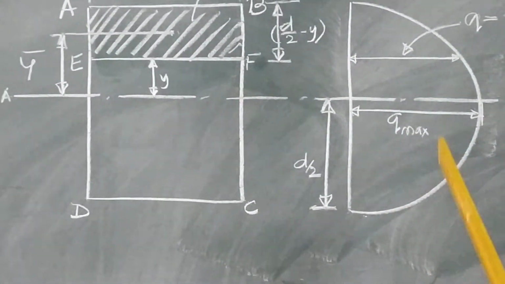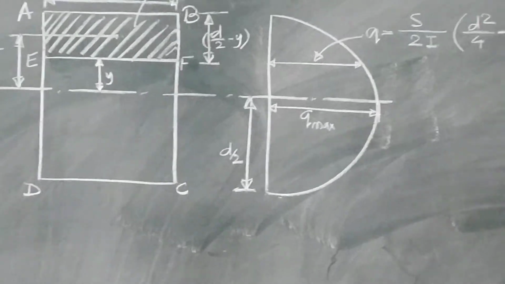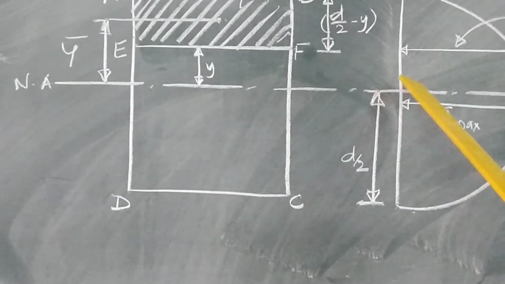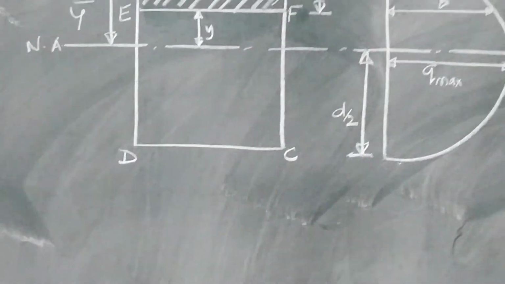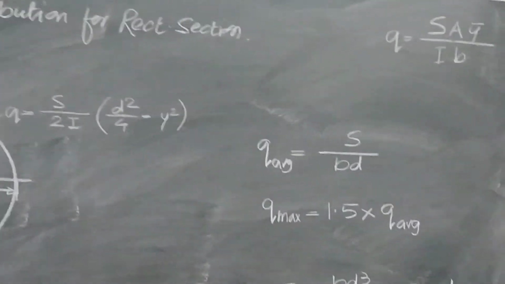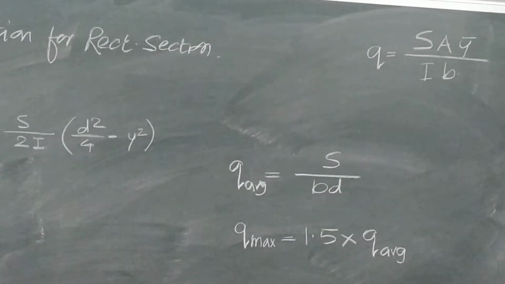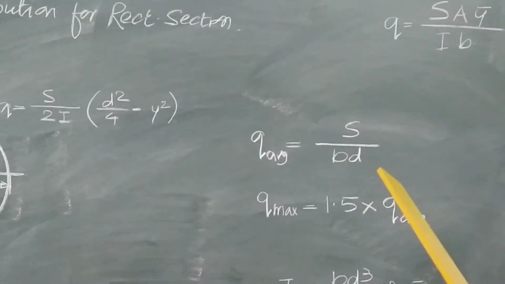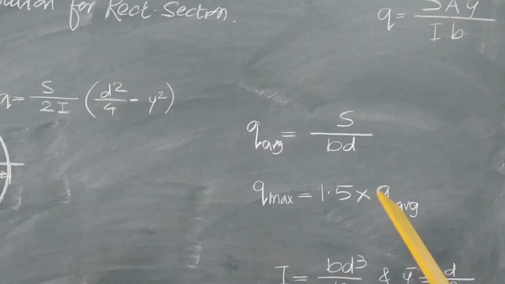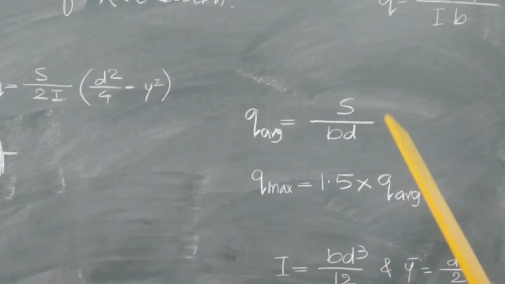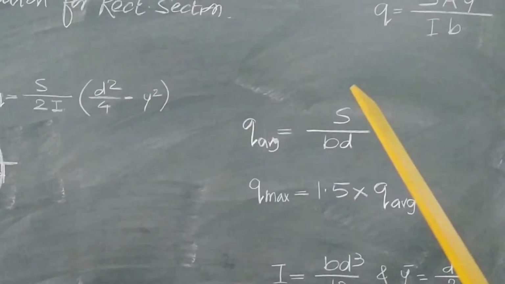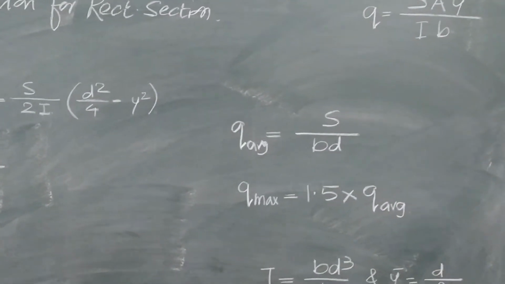This is only like a semicircle. Q max will be at the neutral axis. Using this formula, Q is equal to S A y bar upon I B. Q average will be S upon B D. We will see how it arrived. Q average is equal to S upon B D.